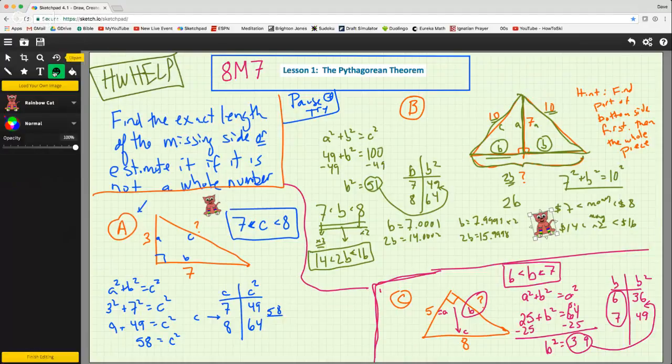Okay, so that's that lesson. That's lesson 1, 8M7, and we are going to be carrying through to 8M7 lesson 23, and that is the end of the 8th grade year.